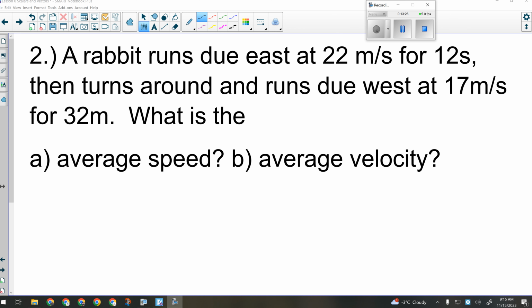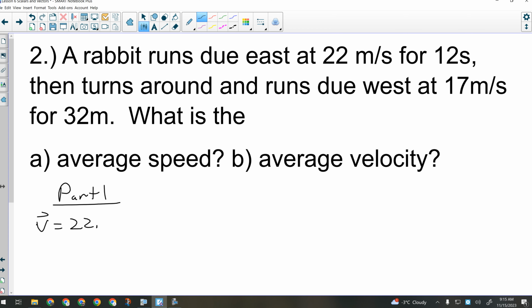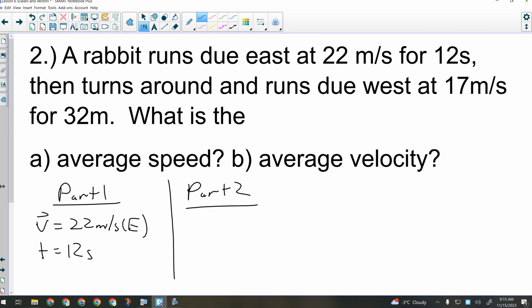Okay, let's have a look at this one. So, as with any two-part problem, or any problem for that matter, we want to write down our givens, but we want to split this up into the separate parts. Okay, so in part one, the rabbit runs due east at 22 meters per second, so we have the velocity this time, 22 meters per second east, for 12 seconds. And then in part two, it turns around and runs due west at 17 meters per second for 32 meters.